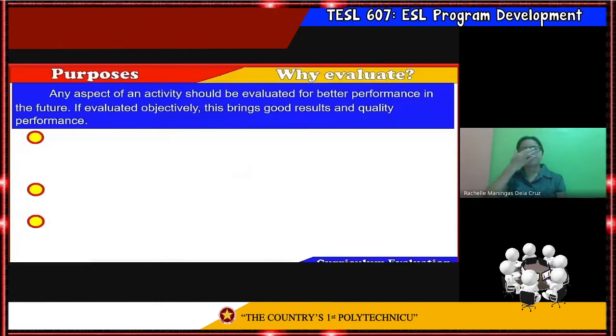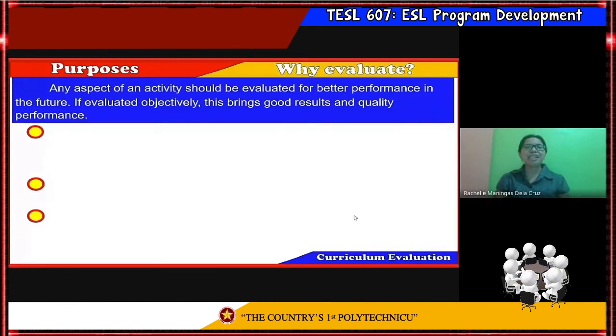So moving on, let us have the purposes of curriculum evaluation, or why it is necessary to evaluate the curriculum. Any aspect of an activity should be evaluated for better performance in the future. If evaluated objectively, this brings good results and quality performance. So now, why evaluate the curriculum?